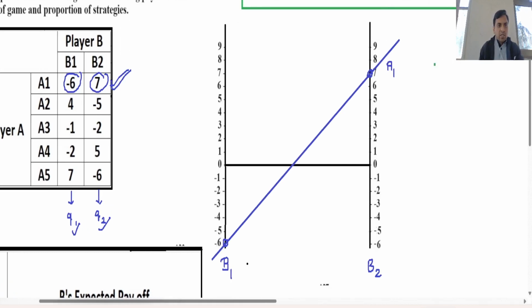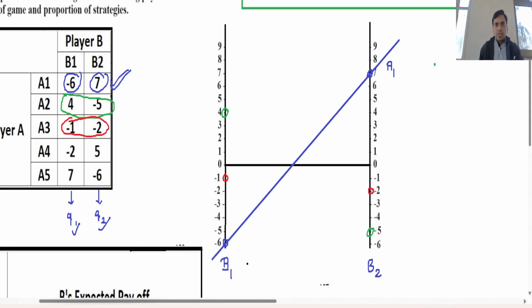Now second strategy A2. So first number for this A2 is 4 and second is minus 5. So 4 on this B1 and minus 5 on this B2. And next strategy is A3, minus 1 and minus 2. So this is minus 1 and this is minus 2.